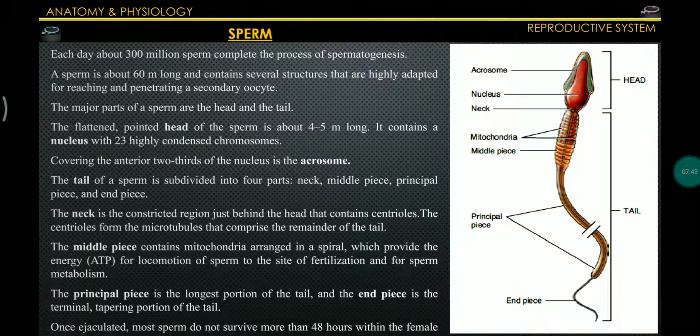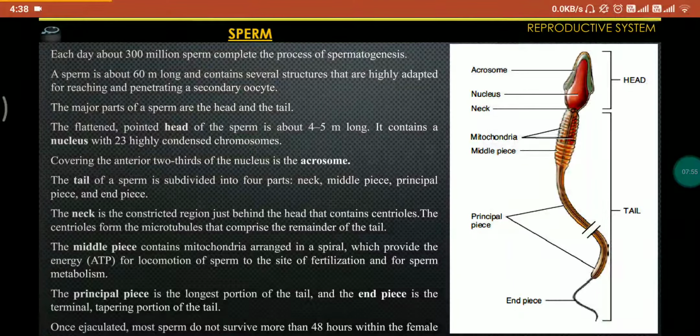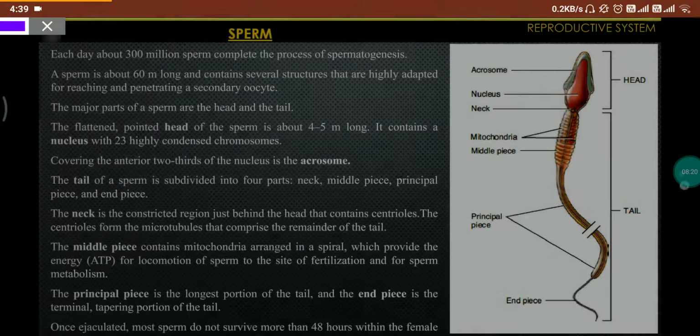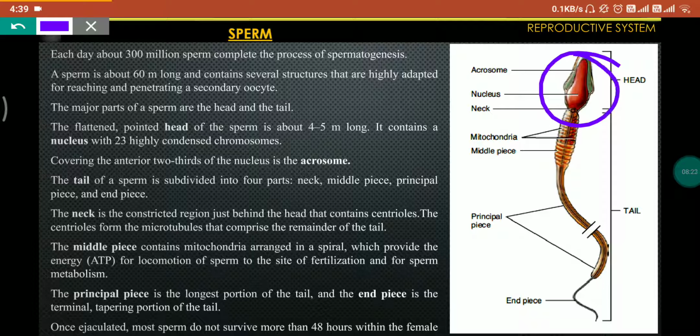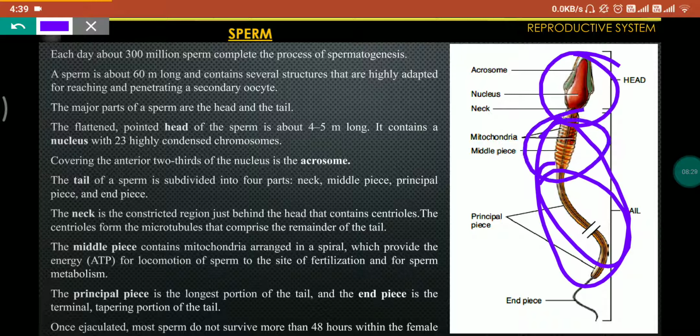Coming to the sperm, each day about 300 million sperm will complete the process of spermatogenesis. A sperm is a major reproductive gamete which helps in the production of an offspring. It has major parts like the head and tail. You will see this is the head, and this is the tail, and this is the middle piece.